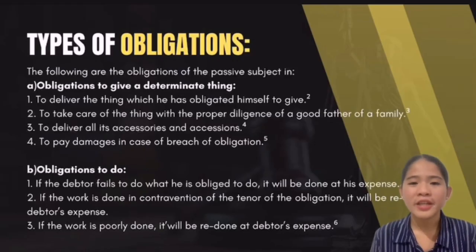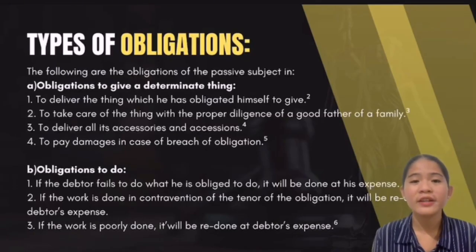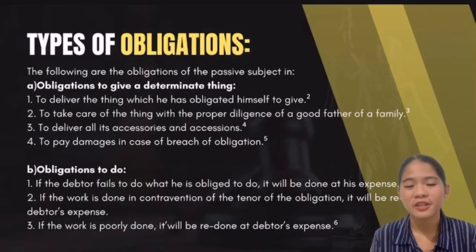Third, the obligation not to do. This requires refraining from a specific action. For example, a hotel agrees not to disclose guest information to third parties. The obligation not to do means refraining from an action, like a hotel keeping guest information confidential. Understanding these distinctions helps clarify legal duties in business transactions.